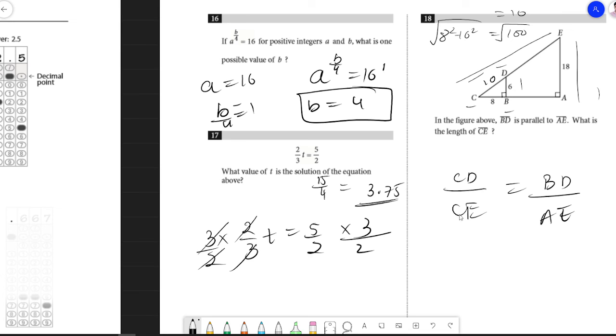I know each and every value except CE, which we have to find. So CD will be how much? CD is 10, CE is what we have to find, BD is 6, and AE is 18. So from here I can solve CE equals 18 times 10 divided by 6. Basically I can send CE to the right hand side, numerator 18 and 6 in the denominator. 6 times 1, 6 times 3. CE will be how much? 30. Your answer is 30.